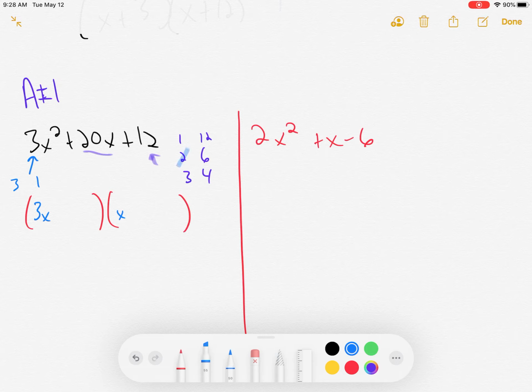Let's do 3 times 2. 3 times 2 is 6. Now I'm going to do 1 times 6. So I get 6 plus 6. That's 12. That's not going to cut it.